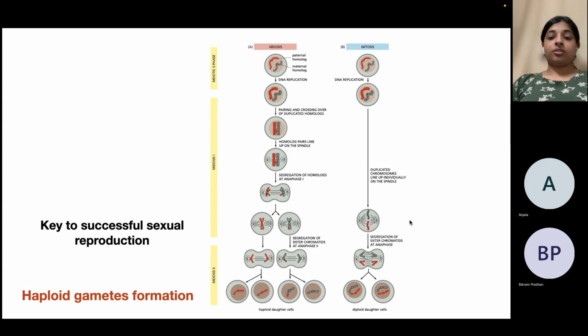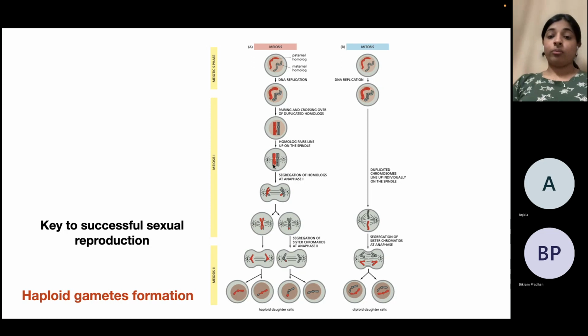Here is a depiction of the comparison between meiosis and mitosis. In mitosis, we've seen that the first phase, which is DNA replication, is followed quickly by the mitotic phase, resulting in two diploid daughter cells. However, in meiosis, if the parent is a diploid, that is, it has two copies of every chromosome, then first DNA replication happens, followed by pairing and crossing over of the duplicated homologs.